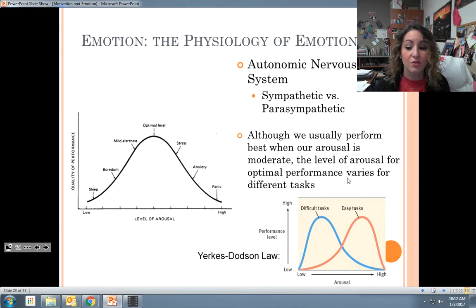Of course, the level of arousal is different for different tasks. You have a different optimal level. For difficult tasks, let's say you're doing brain surgery or you're defusing a bomb, your level of arousal needs to be much lower than in the middle. It needs to be on the lower end.